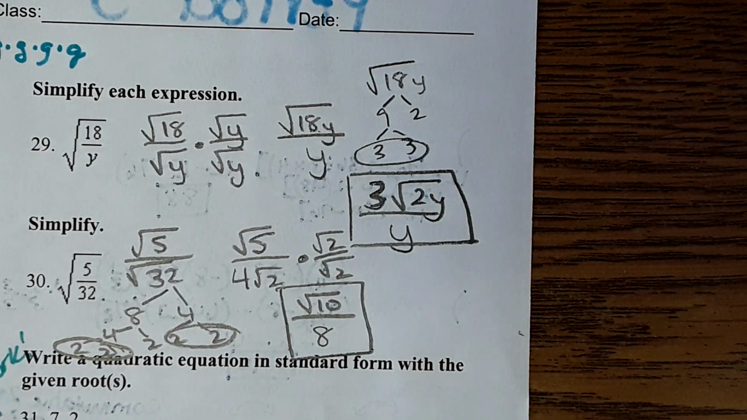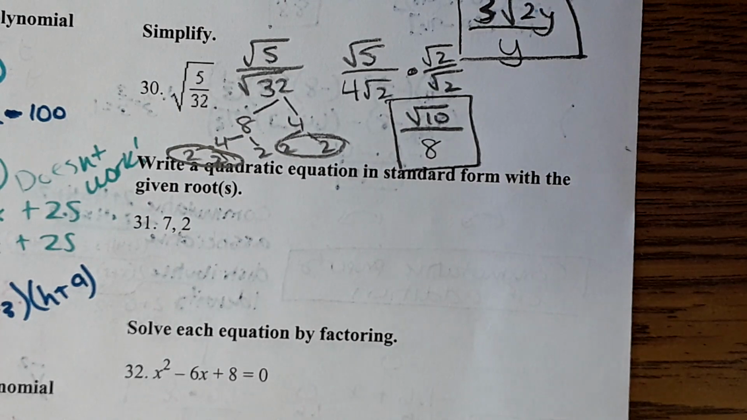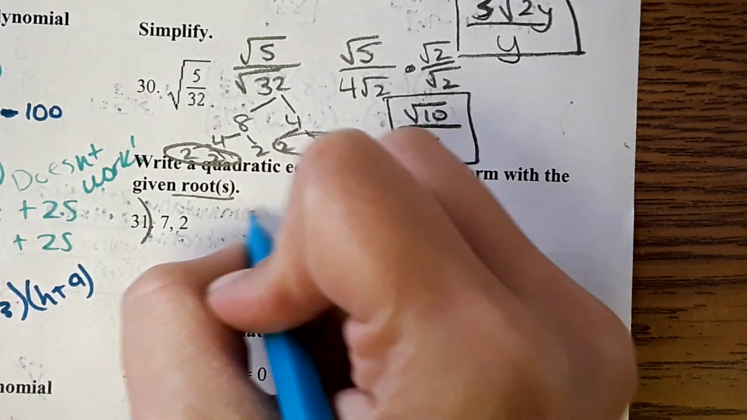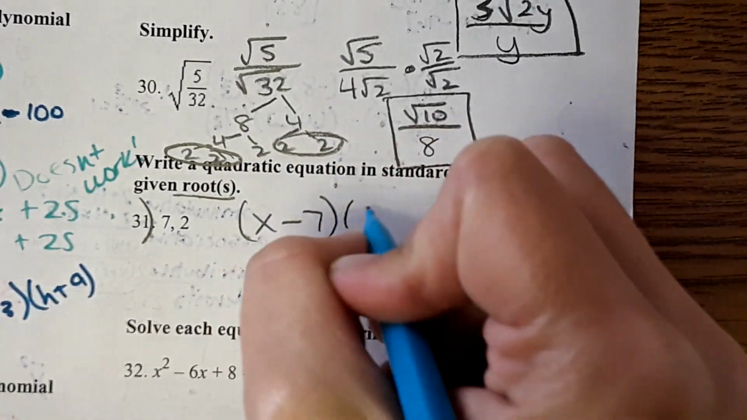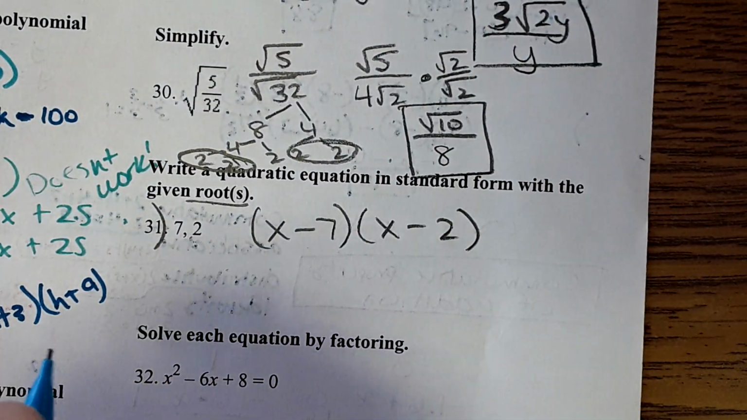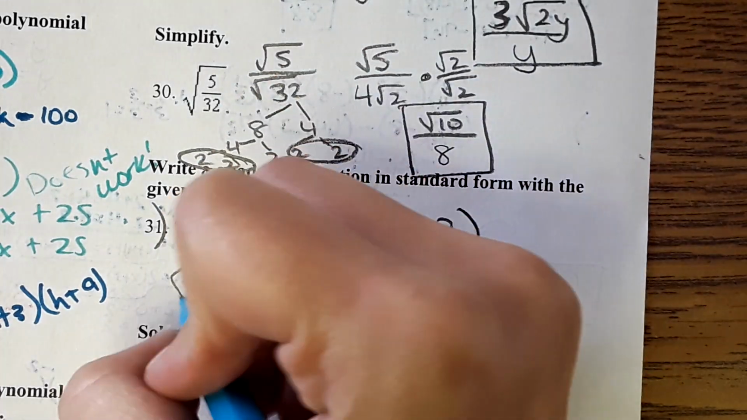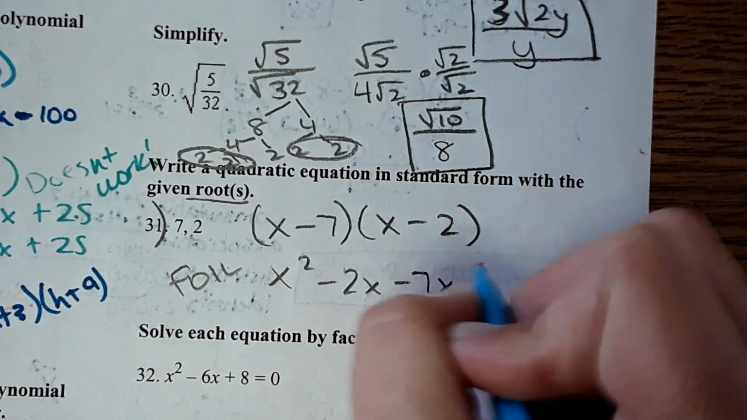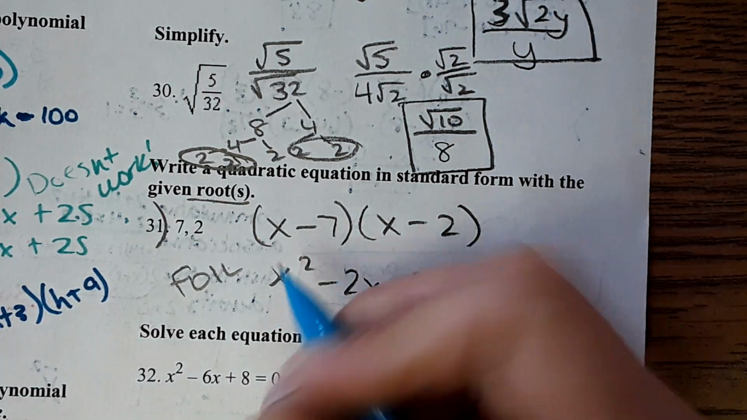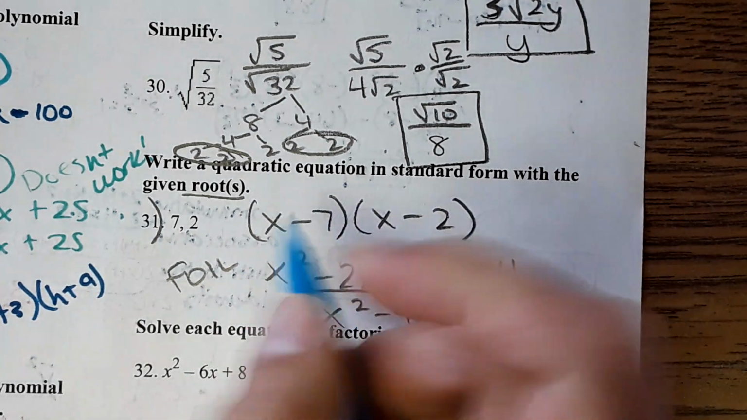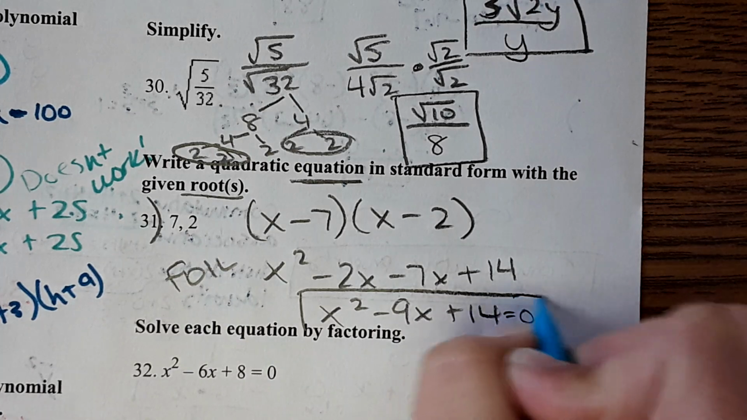Okay, you ready for the next one? Okay, write a quadratic equation in standard form with the given roots. So with these roots, what you would do is just do x minus 7, x minus 2. Make sure to do minus. Minus is part of the equation. And then FOIL it out. So first, outside, inside, last. Says equation, so put an equal sign, equals 0.